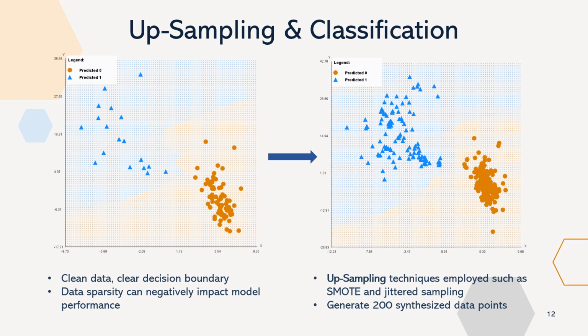To address this issue, I've employed upsampling techniques, such as SMOTE, which generates data points for the minority class. In this case, it would be Parkinson's disease. I've also applied jittered sampling, which adds random noise to existing data points. In total, I've generated up to 200 synthesized data points.